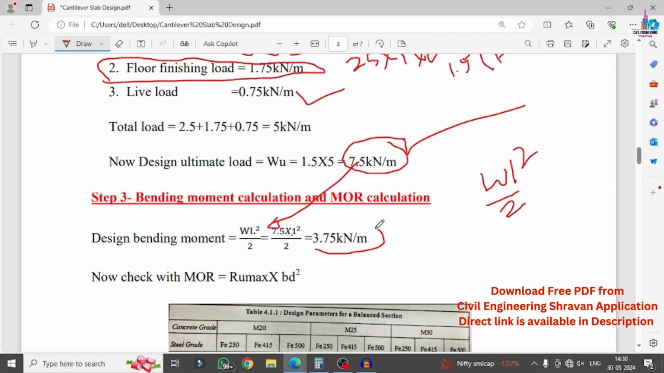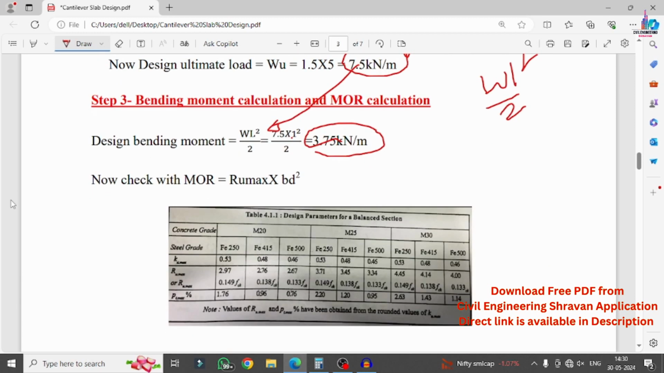Now we have to compare this 3.75 kilonewton meter bending moment value with the moment of resistance required for the particular slab section. Okay. So now, according to the balanced section, the moment of resistance parameters are taken from this particular table. Here we are taking M20 grade concrete with Fe415 grade steel. Basically, the moment of resistance is calculated using the expression Ru max into b d square. The Ru value is taken from the code book for M20 grade and Fe415, and the value is 2.76.